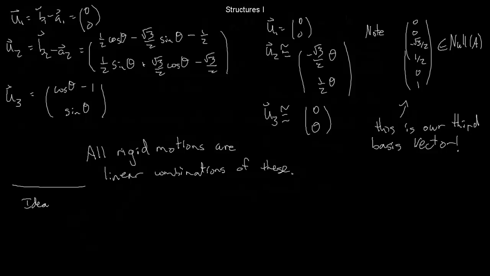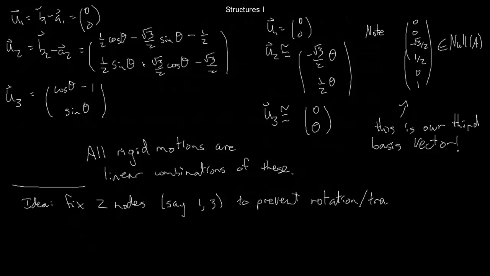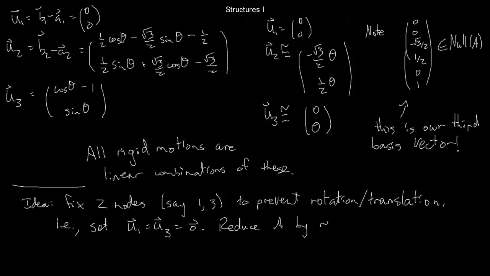So we're going to end the video pretty shortly here. The idea for the next video is to fix a couple of nodes, ground them out, attach them to something. Say we fix nodes 1 and 3 to prevent any rotations or translations. I can fix one node to prevent any translations, but I'll need to fix another node to prevent rotations. I can do that by setting u1 and u3 equal to 0. Remember, u1 is the translation of the first node, and u3, let's say, is the translation of the third node. If I force those both to be 0, then I've attached my nodes someplace.